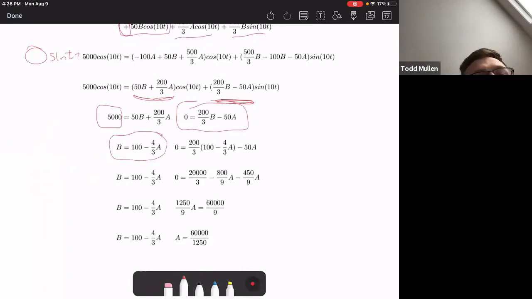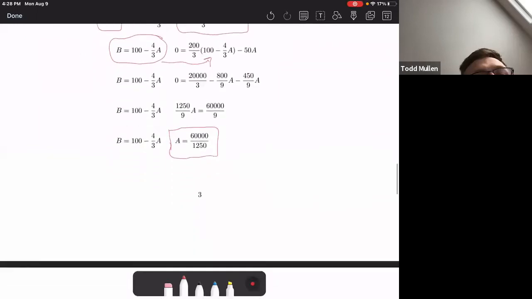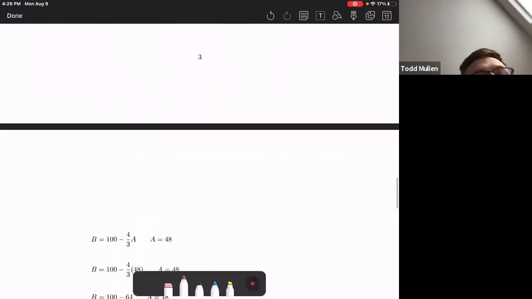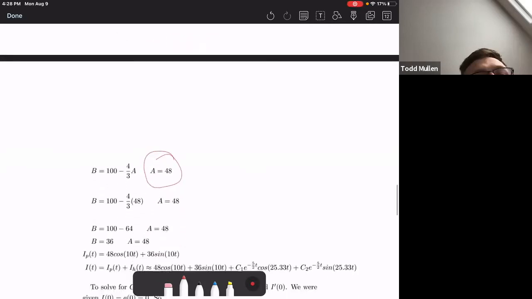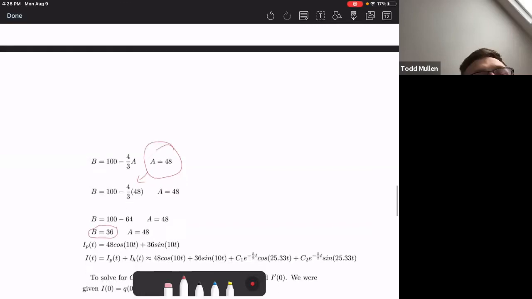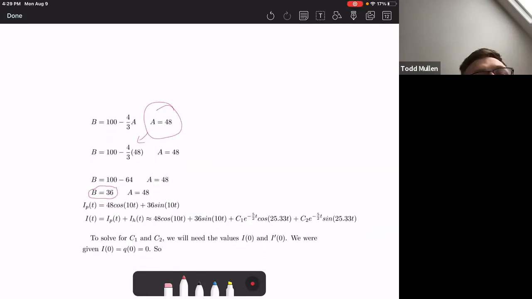We get what b is equal to, we plug it in for b here. We get that a is 60,000 over 1,250, which is just 48. That simplifies nicely. We plug 48 in as a here, and we get that b is 36. So our particular solution is 48 cos 10t plus 36 sine 10t, and we add that to our general solution. So now all that's required is to solve for C1 and C2 from the general solution.